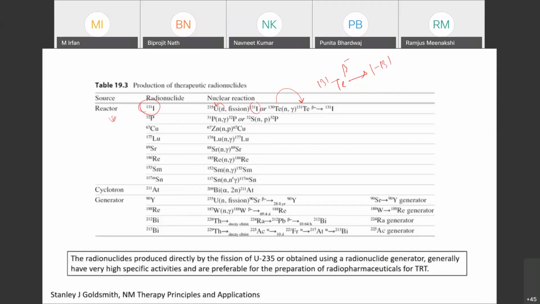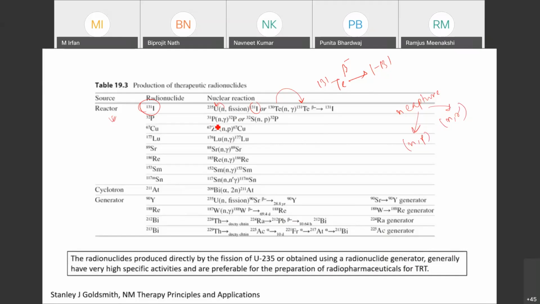Okay, next is about P32. P32 can be produced through two processes, as I've told before. Through neutron capture reactions, we can produce radiopharmaceuticals for therapy. And this capture reaction can be of two different types, N,P reactions or N,gamma reactions. So what goes on over here?